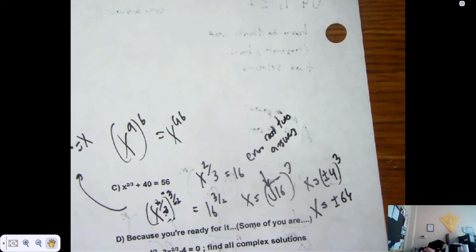Let's see. Nope. I was going to see if I could do the last one, but I can't. There's one like it in your homework. It's actually not that bad if you can factor. It factors, by the way. X to the 2/3 times x to the 2/3 is x to the 4/3.